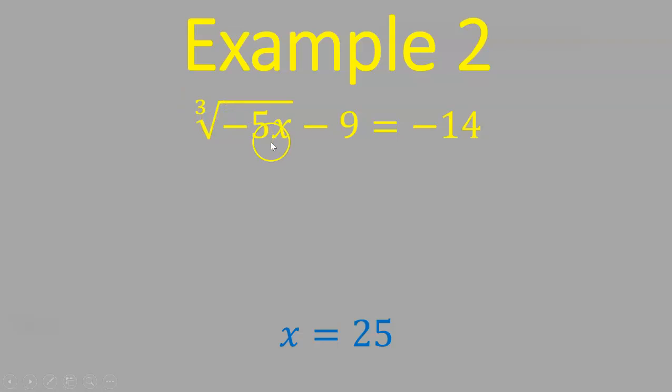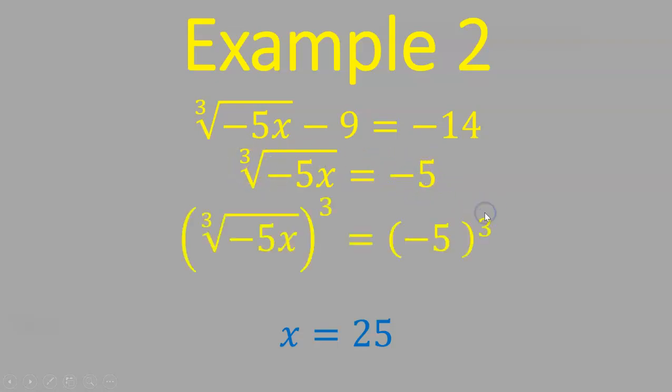Second example, I got the answer already there, but we'll see how we get to this 25. The cube root of negative 5x minus 9 is negative 14. Again, a radical equation, maybe a little bit more obscure here with the 3. But same deal, we're going to isolate the radical by adding 9. Now here we're okay, even though it's a negative. We don't like this negative out here usually, but with an odd index, it's okay.